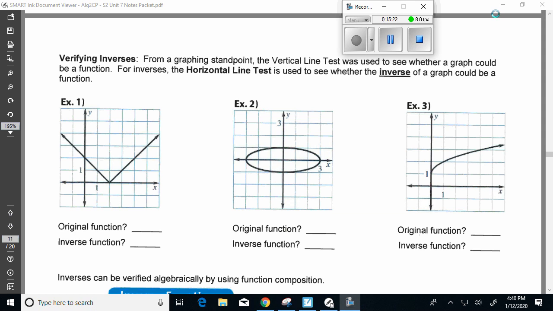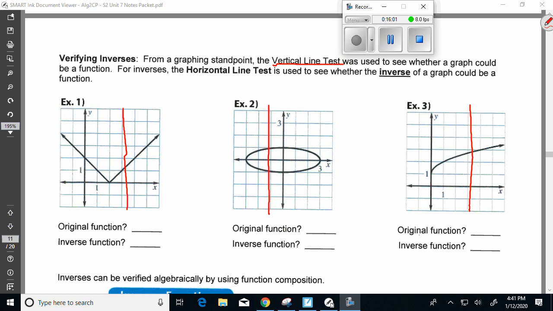So in the first semester, if you were given a graph, you could tell whether or not it was a function by doing what's called the vertical line test. The vertical line test was done to prove whether or not a graph was a function. So for each graph, you literally drew a vertical line through it. In order for it to be a function, it can only touch the graph one time.